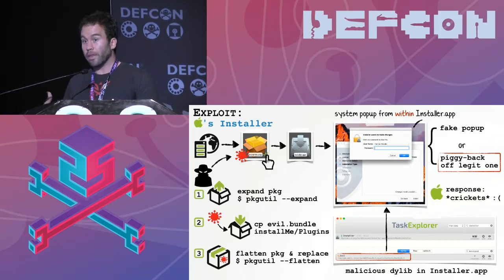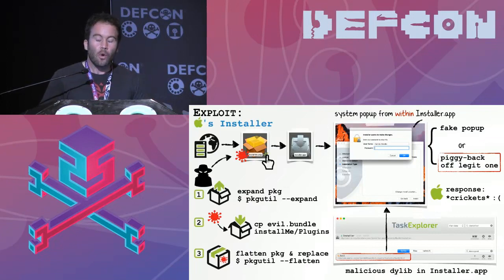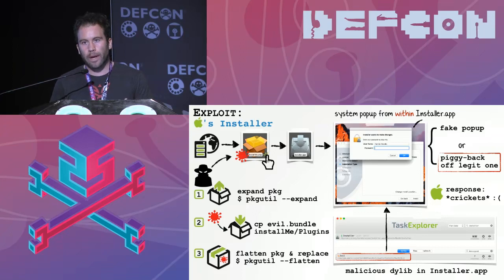So now we're running within installer.app. So what can we do here? Well, we can either display our own authentication prompt, which everyone will trust because it's the installer application displaying an authentication prompt, which is what it always does anyways. Or to be even more stealthy, we can just wait until installer.app requests the user to authenticate anyway, and then piggyback off that. I reported this to Apple via their bug reporting website, got no response.